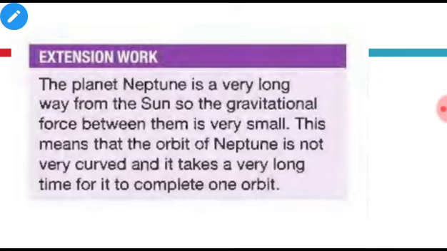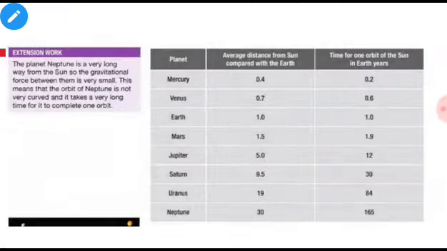Next is the same thing. There is a table in your textbook which tells you about the time for one orbit of the sun in Earth years, and also the average distance from the sun compared with the Earth. You just go through this table. This is quite an important table there in your textbook.